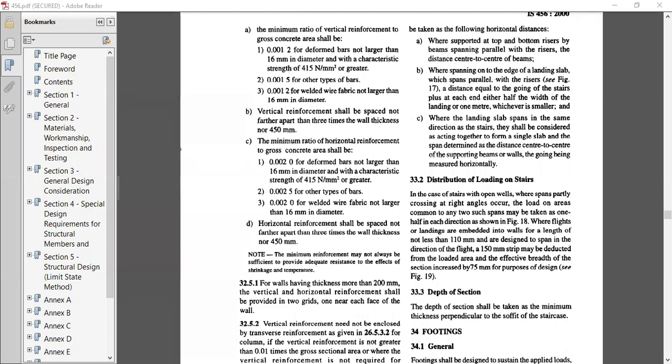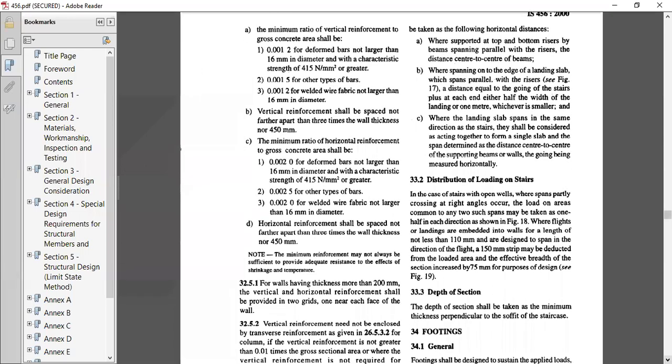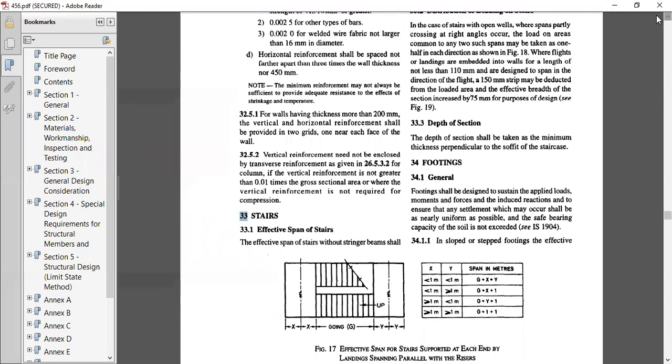Okay, don't worry. So what I'll do first, we will see all the three conditions और वही three conditions I will explain you with the help of the figure. ठीक है? So now let us see the second condition. So what is the second condition saying? Where spanning onto the edge of a landing slab which spans parallel with the risers. See figure 17. ठीक है? Figure 17 देखते हैं. So they are talking about this. ठीक है? अगर ऐसा condition है, so L effective क्या लेना है?